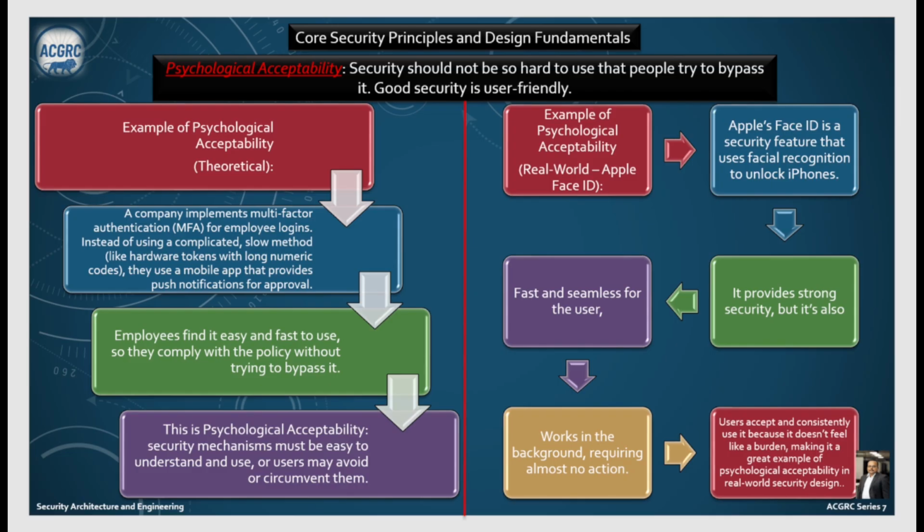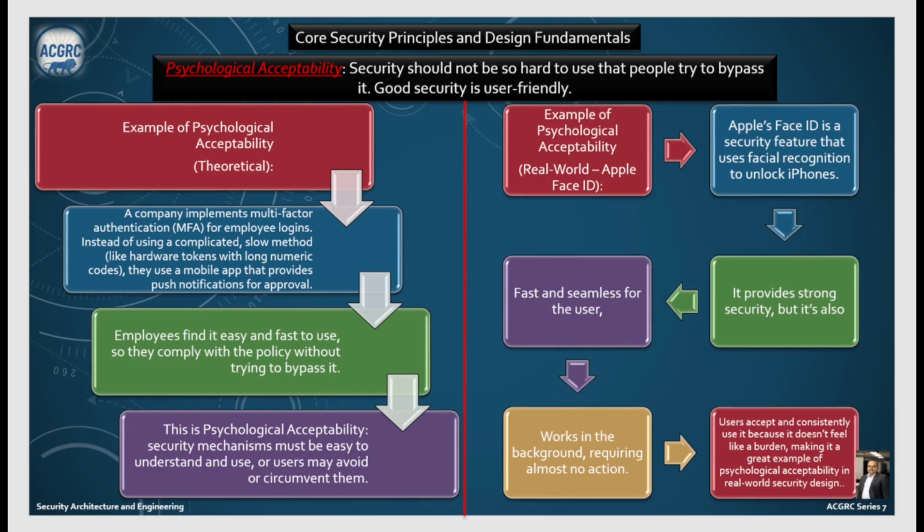This is psychological acceptability. Security mechanisms must be easy to understand and use, or users may avoid it or find a way around it or circumvent it. Let's now understand it from a real world case. The Apple Face ID example.